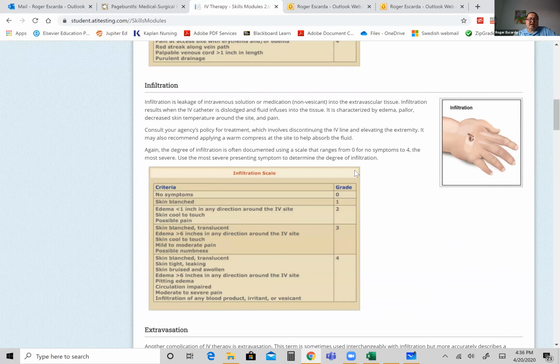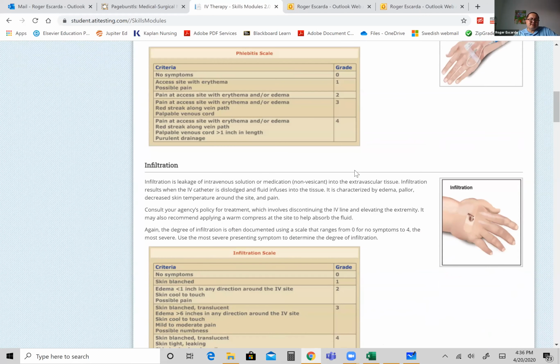Just like when you're asked for a stool specimen, you don't really need a whole piece of turd, right? You just need a small piece in a specimen container.